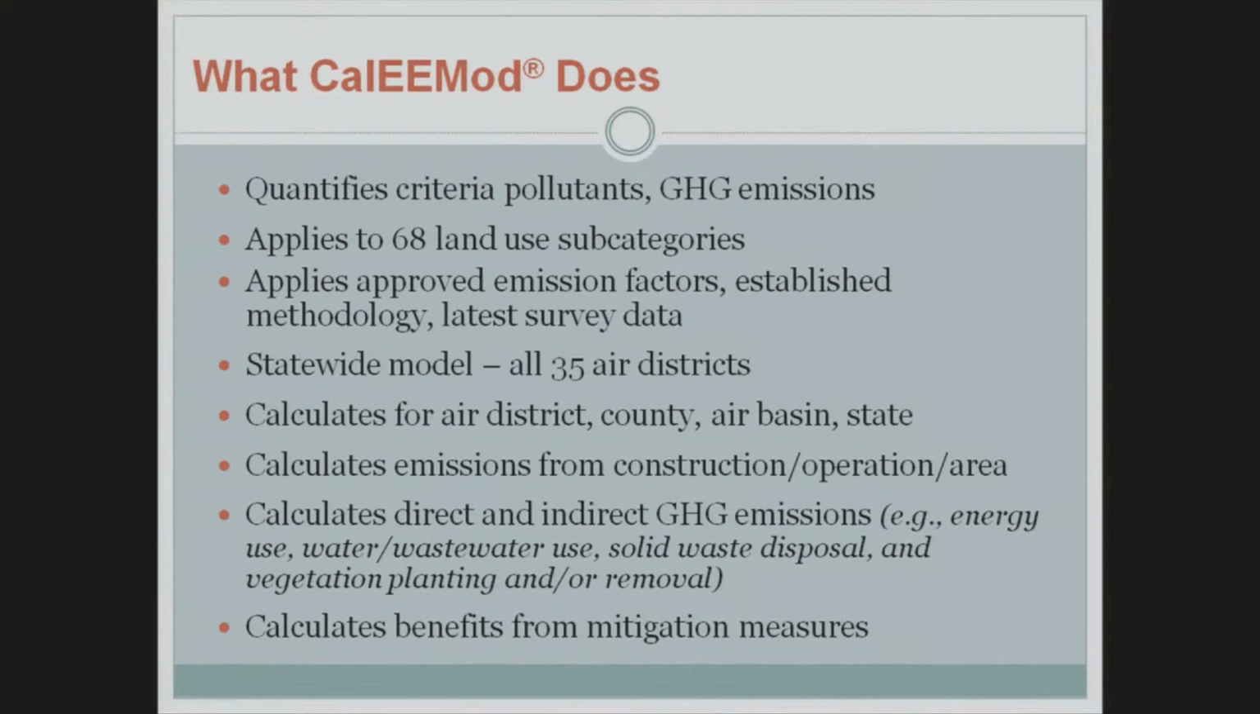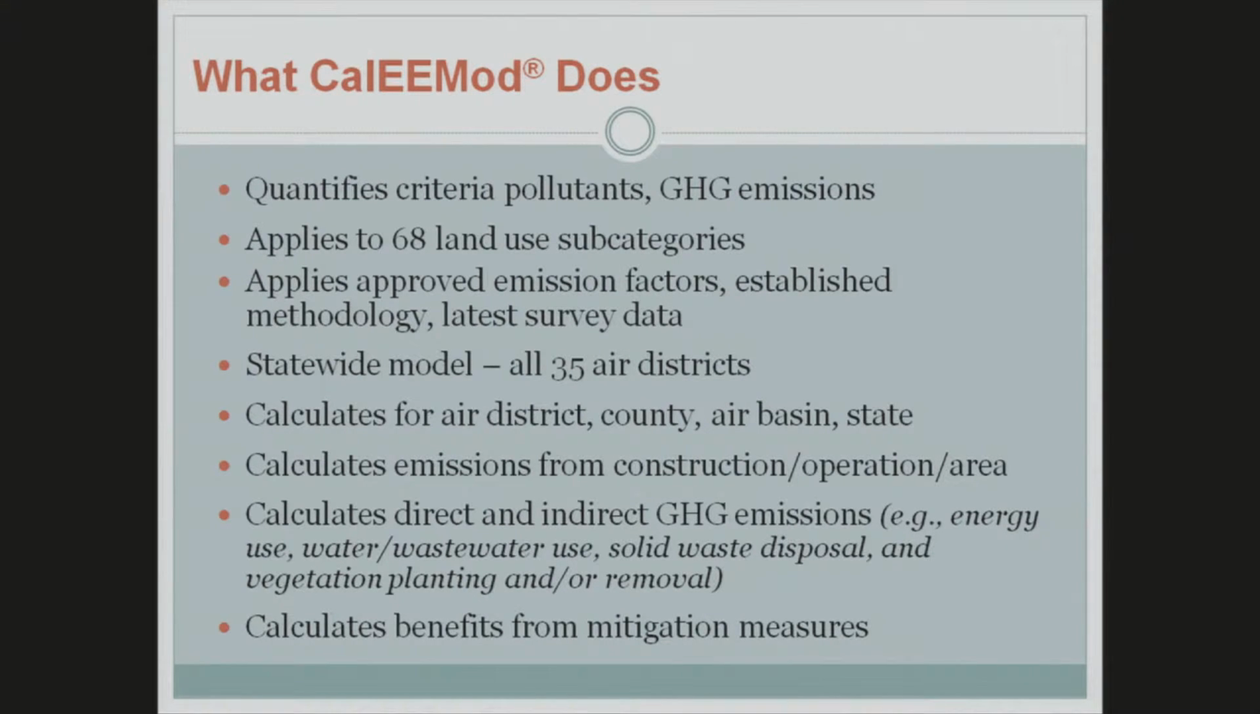This is a statewide model, so it does apply to all California's 38 air districts. In addition to the air districts, the model can calculate based on county, air basin, as well as statewide. And just as a reminder, what an air basin is versus a district. An air district tends to be dictated by multiple cities or counties, while an air basin is dictated more by the geographical or meteorological conditions of that region.